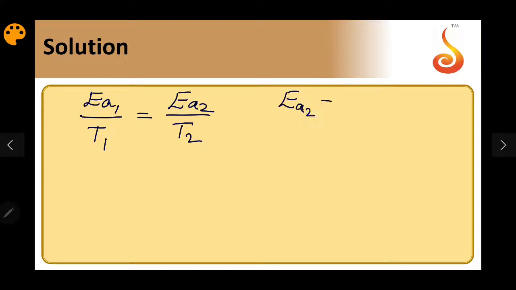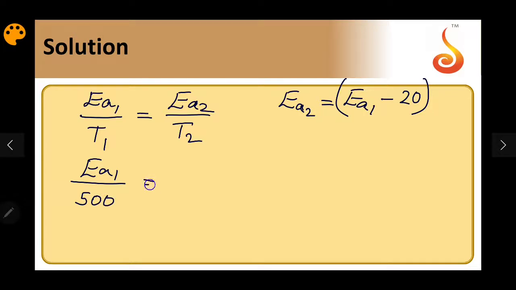So I'll write the solution. Ea1 for the uncatalyzed reaction, T1 for the uncatalyzed reaction, is equal to Ea2 by T2. And we know that Ea2 for the catalyzed reaction is Ea1 minus 20. It is reducing the activation energy by 20 kilojoules per mole. Substitute that. So Ea1 by 500 is equal to Ea1 minus 20 by 400. So the 0 cancels.